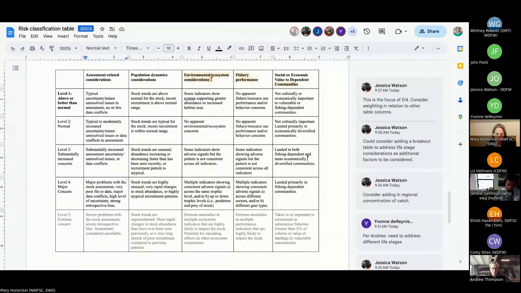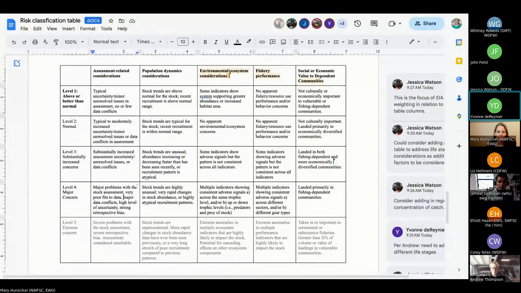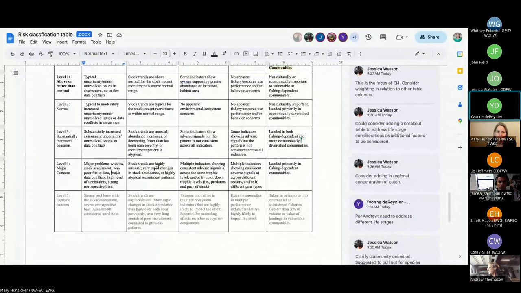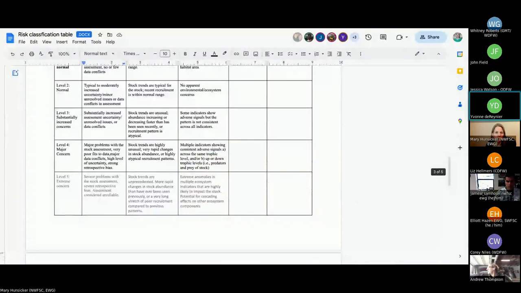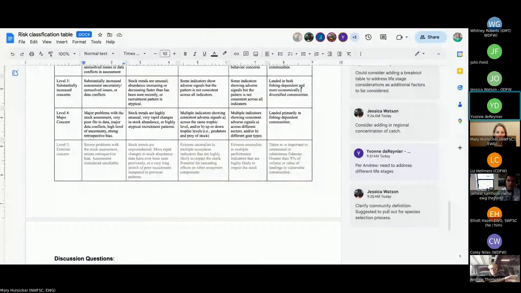So I just want to see, I'm looking at that. I don't disagree. I'm looking at that column and I'm just trying to think about maybe what that comment from Andrew means is that we need to revise the text under that third column so that it's clear that we're thinking about the effects of the environment on the different life stages. Jessica, maybe you have some wisdom for us.